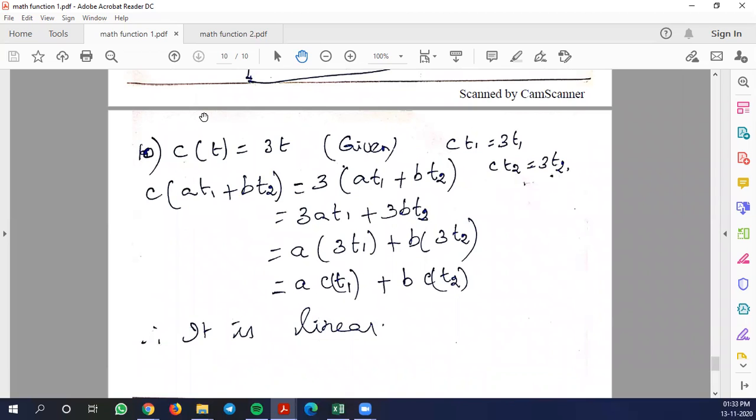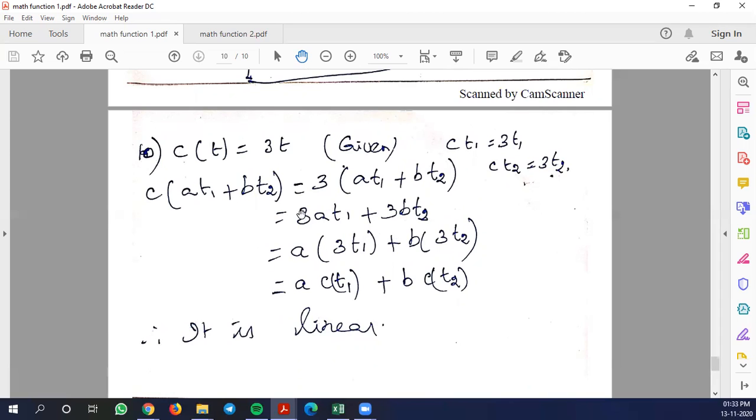Then the electrical circuit, one circuit is given, no? So it is given C of t equal to 3t. And C of (a t1 plus b t2) equal to a C t1 plus b C t2 is what we need to show. Since C of t equal to 3t, C t1 equal to 3 t1 and C t2 equal to 3 t2. So C of (a t1 plus b t2) is equal to 3 into (a t1 plus b t2), just multiply: 3a t1 plus 3b t2.